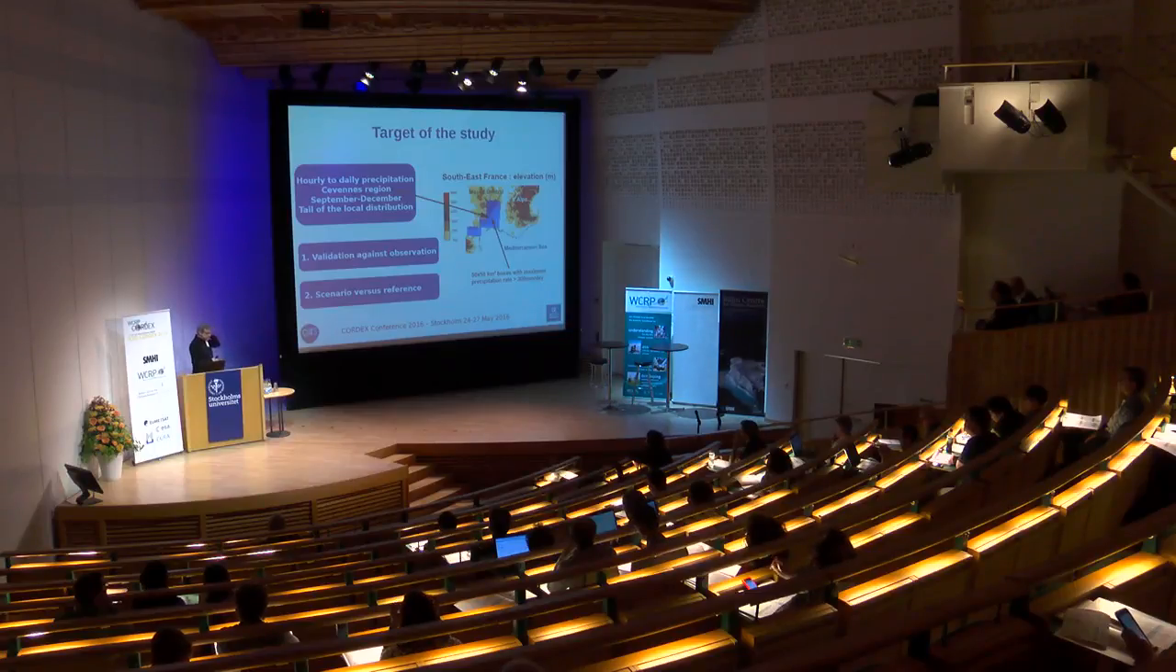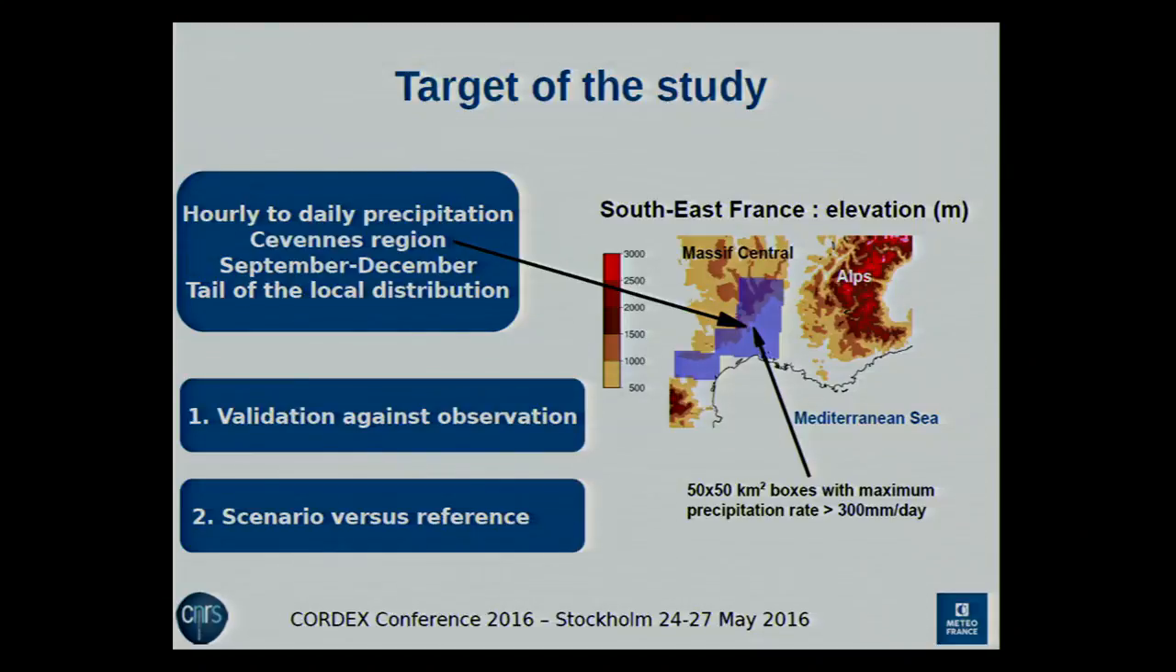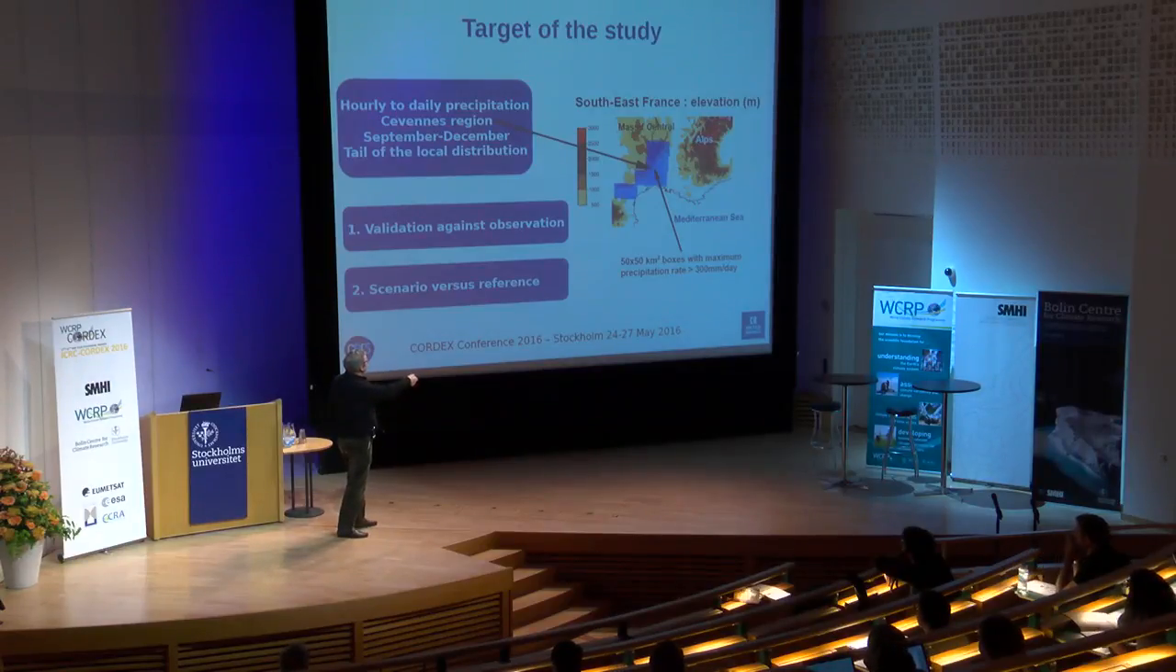The target of our study, like the presentation this afternoon, is precipitation, and more precisely extreme precipitation, with a focus on hourly to daily precipitation, so it's small scale in time. The season I will focus on is September to December, and here is a map of the south of France with the Mediterranean Sea, the Alps there, and here another mountain named Massif Central.